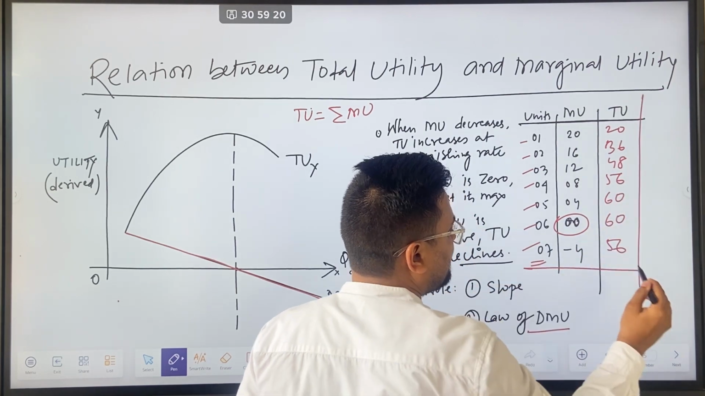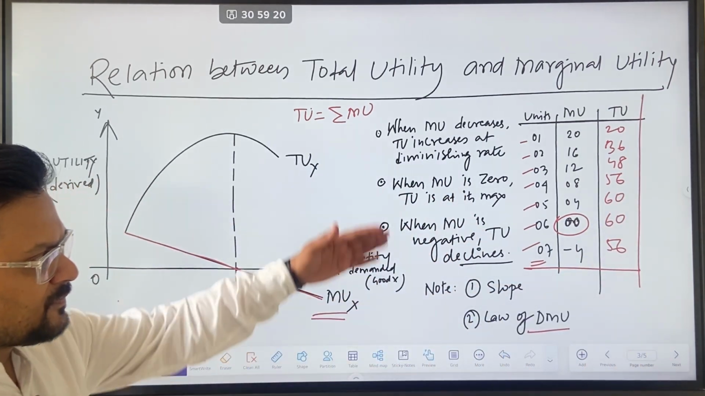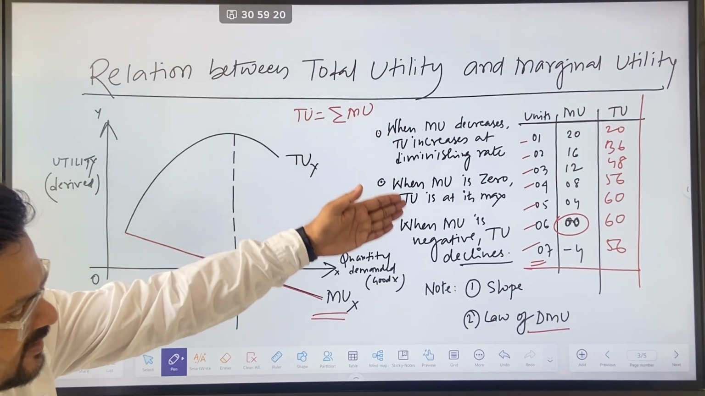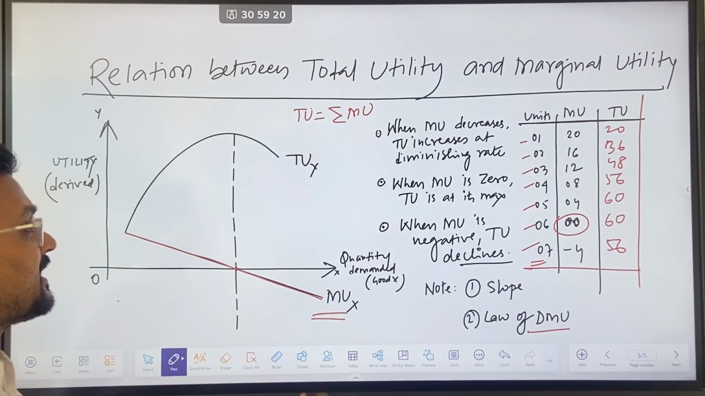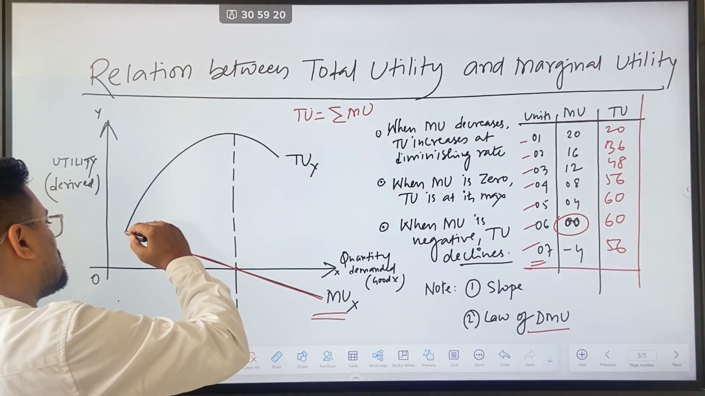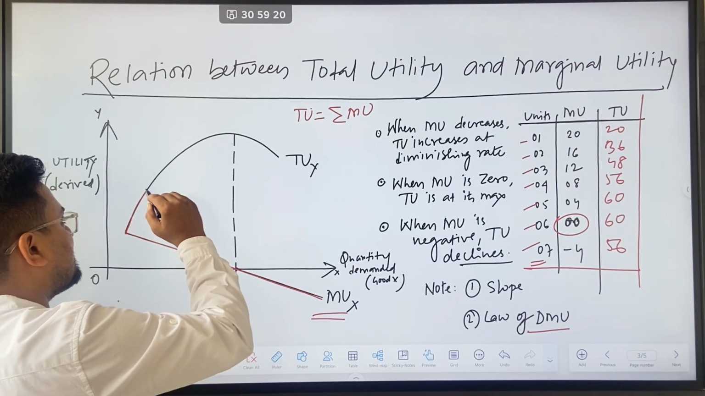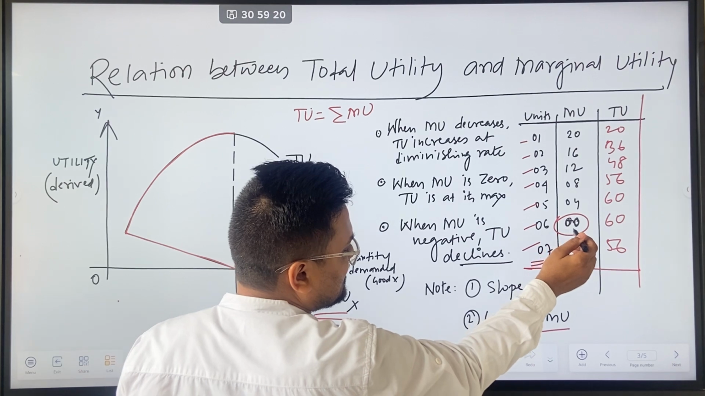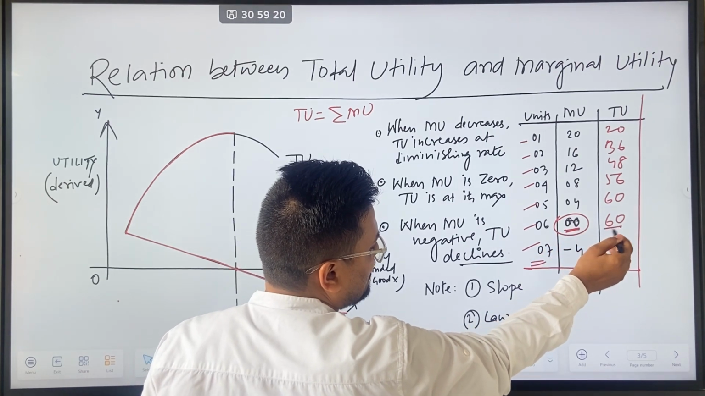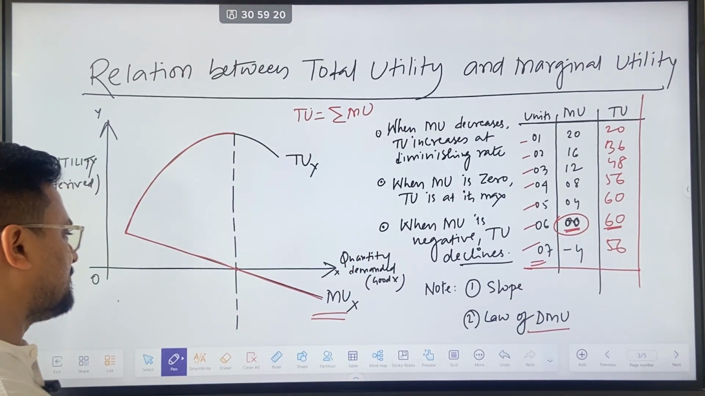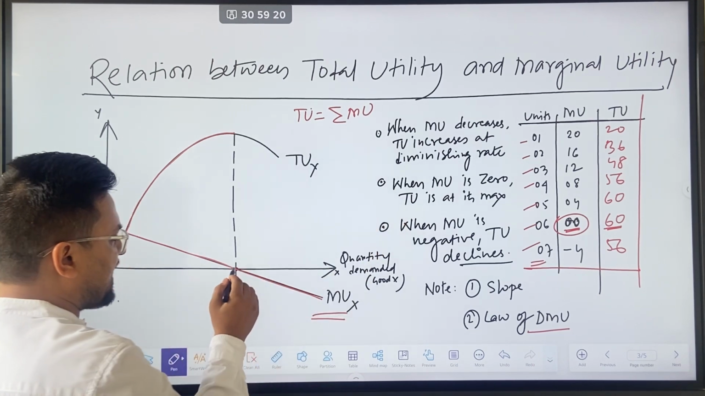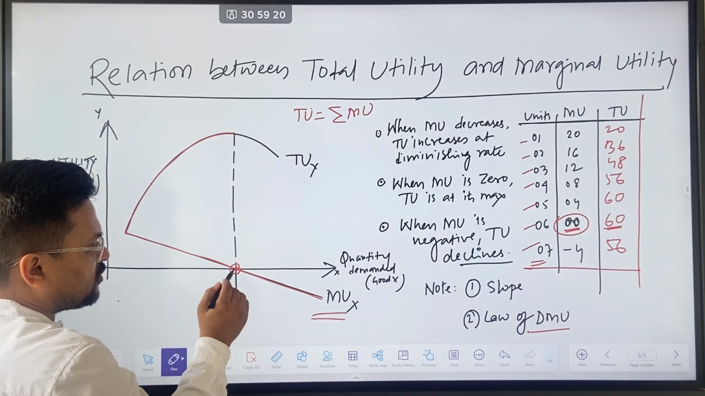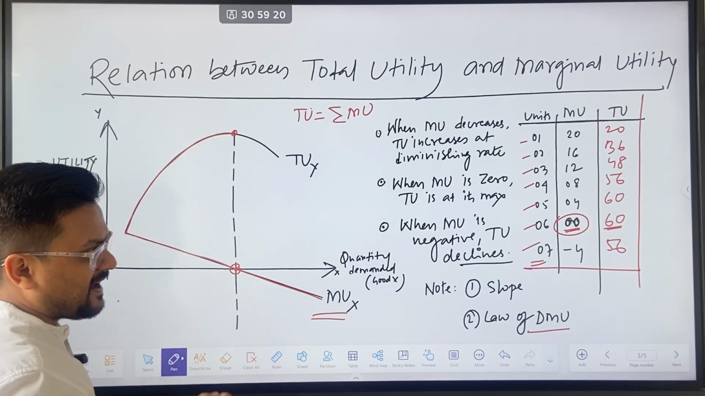So when we have total utility in this form, 20, 36, 48, 56, you see that total utility is increasing but at a diminishing rate. So total utility increases at a diminishing rate initially. Now when marginal utility is 0, you can see that total utility is maximum. So this is the second relationship. As the marginal utility is 0, total utility is at its maximum.